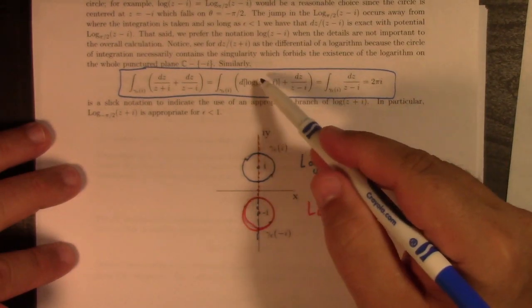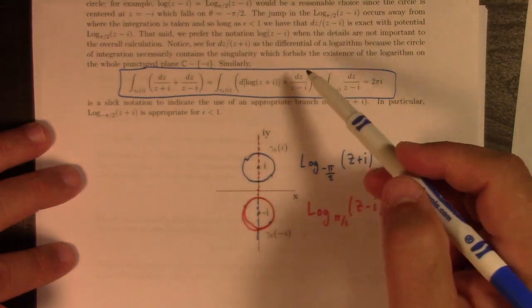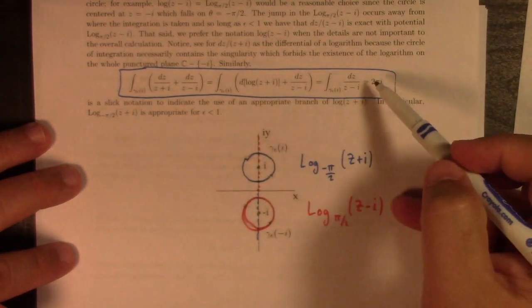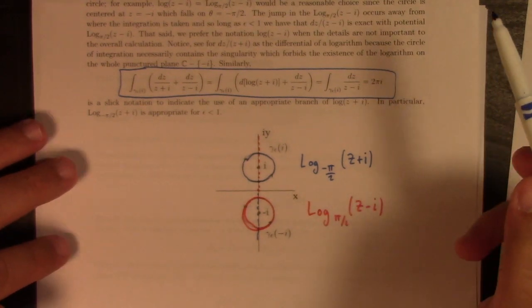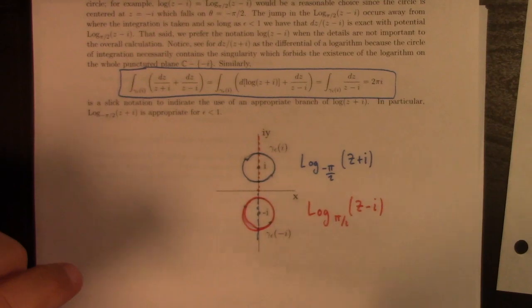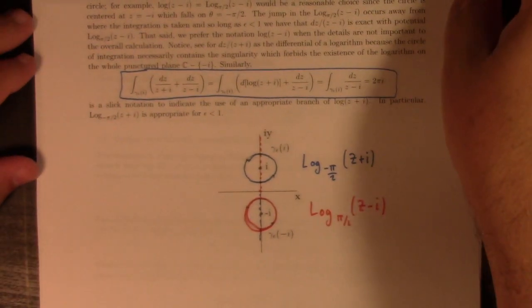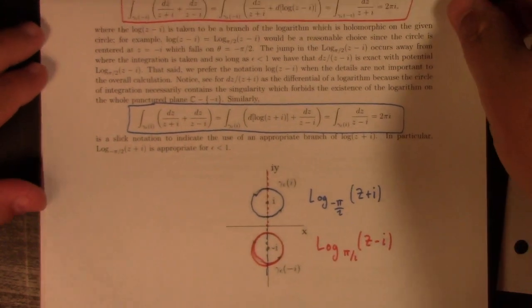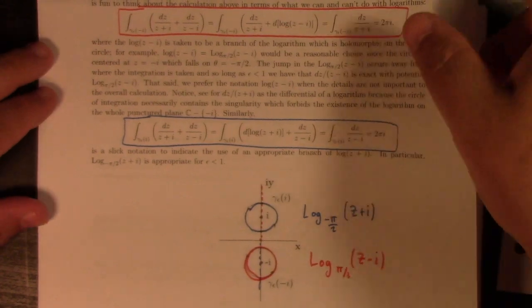And so that is in fact a potential function for dz over z plus i. So that integrates to 0 and just leaves you the integral of the other one, which is 2 pi i. Okay, so there's the mechanics of how those can be thought about in terms of explicit antiderivatives, if you will. There's a lot in this example, and if you understand it, it's a good thing.